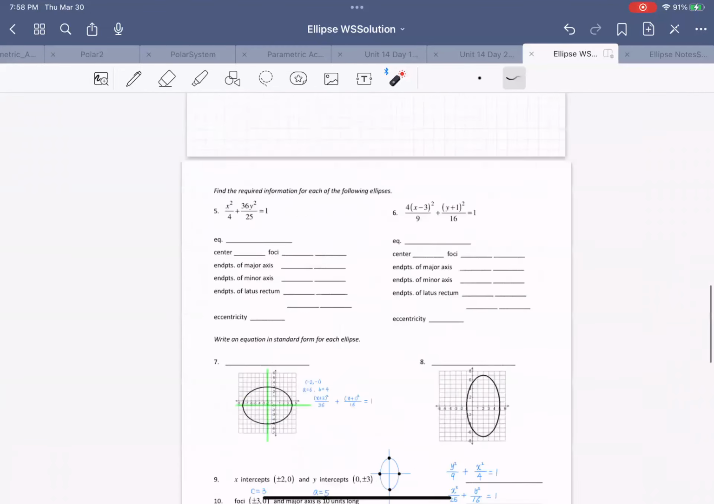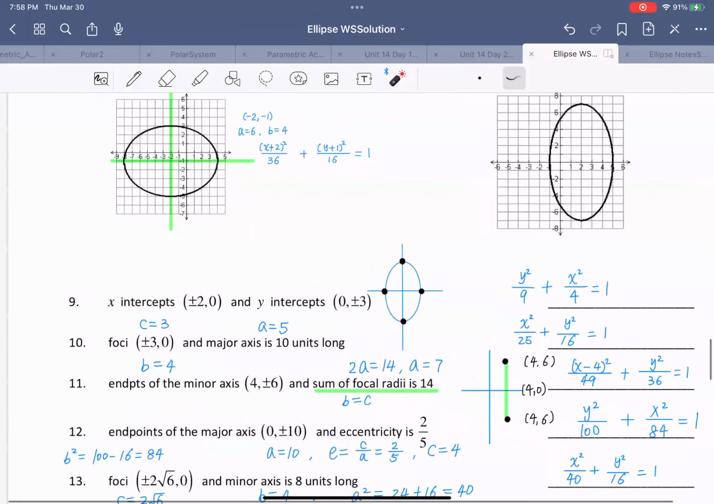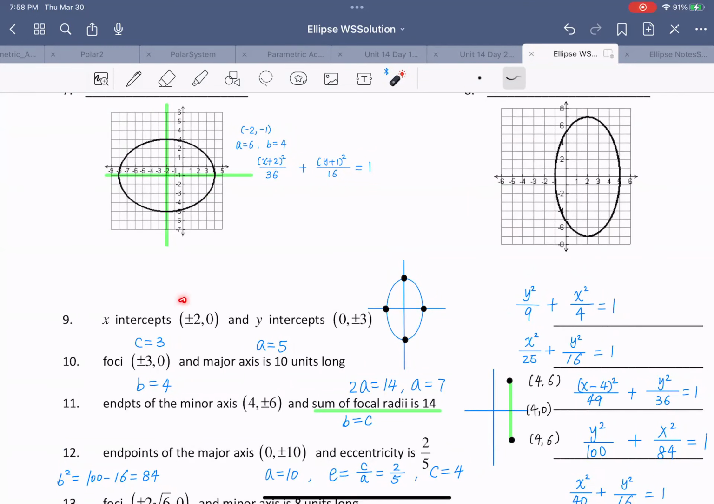Next, we will have something different. This question is only showing you, they didn't give you an equation. You don't need to complete the square, but they give you the x-intercepts and y-intercepts. And you notice that these are all symmetric over this center. So immediately, you will be able to draw it.